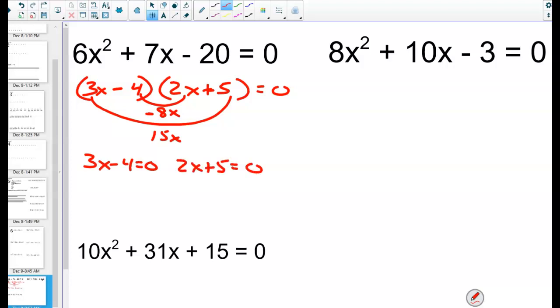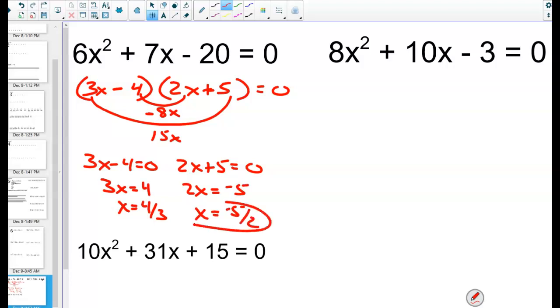If you can do it in your head, great. If you can't, do the basic algebra. And my two answers are negative 5 over 2 and 4/3.